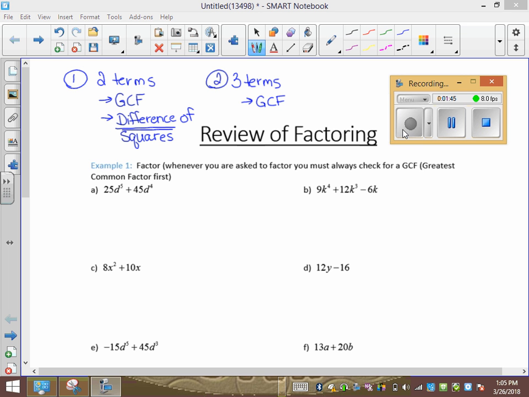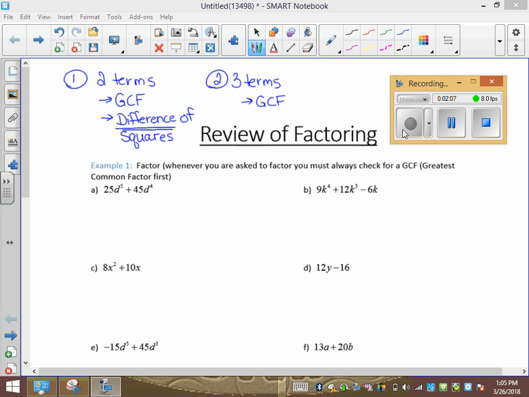So example 1 says factor. Whenever you are asked to factor, you must always check for GCF, greatest common factor, first. Can I take something out of all the terms? So that's the first thing we ask ourselves on A. Is there anything I can take out of 25d to the 5 plus 45d to the 4?